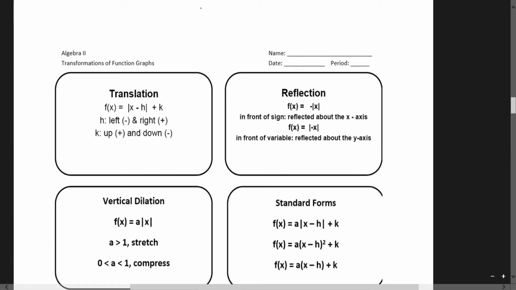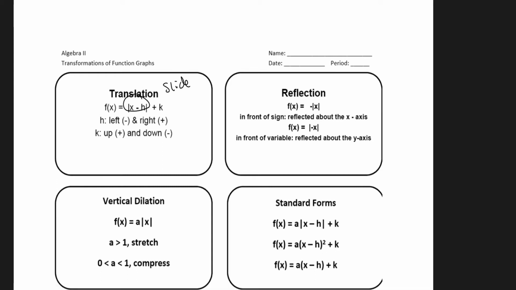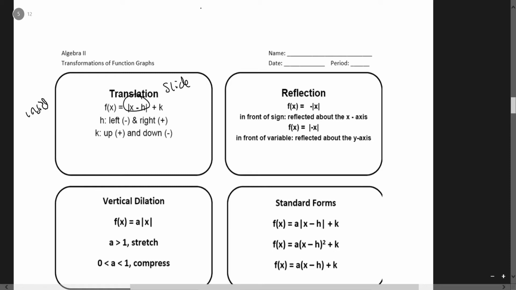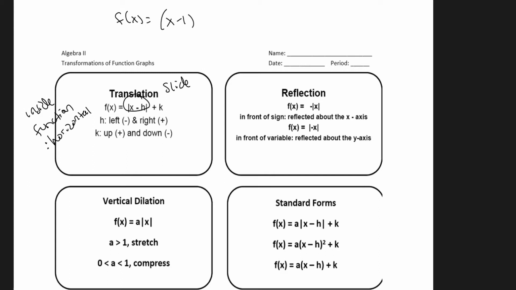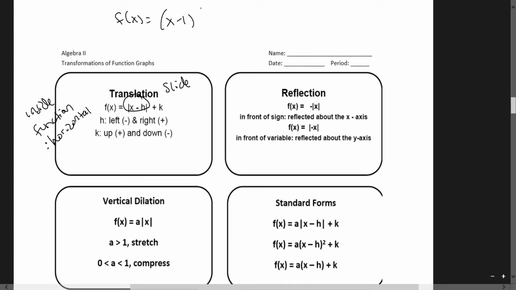So these are the different ways that we can transform functions. So translations, that's a slide. If it's inside the function, it's going to be a horizontal change. So for example, if I have f of x equals x minus 1, that's going to be a horizontal change because it's inside the function, and the horizontal ones are the ones that are backwards, so this would be a translation to the right.